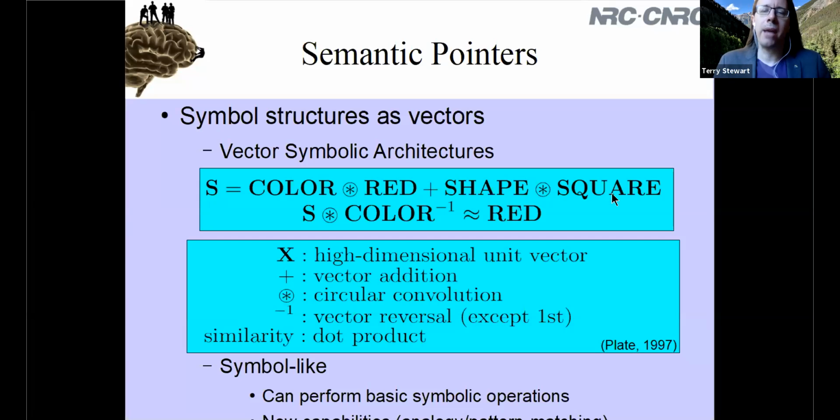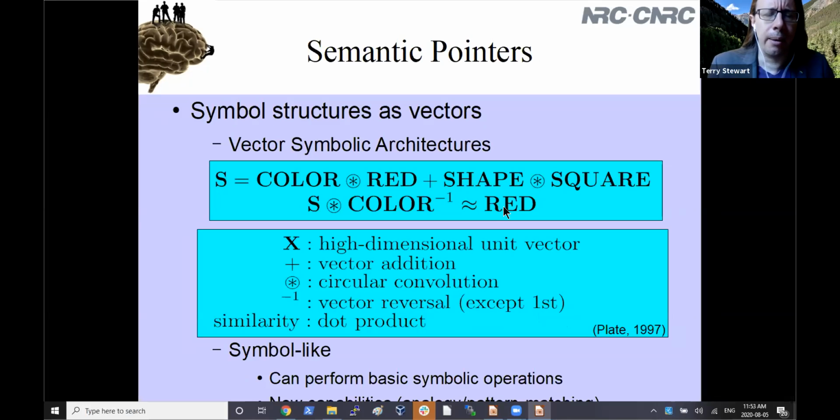And if I want to combine those into some sort of structured representation, I can just do some math operations on them. There's a bunch of different math operations you could choose, but you're going to do some math operations and get a new vector. And then from that vector, you can extract out that original information. So if I have this vector and I want to know what the color was, I can take that vector, do some more math with the representation of color, and I'm going to get out a vector that's kind of close to red.